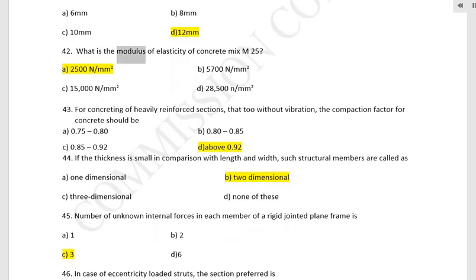42. What is the modulus of elasticity of concrete mix M25? A. 2500 N/mm². B. 5700 N/mm². C. 15,000 N/mm². D. 28,500 N/mm².